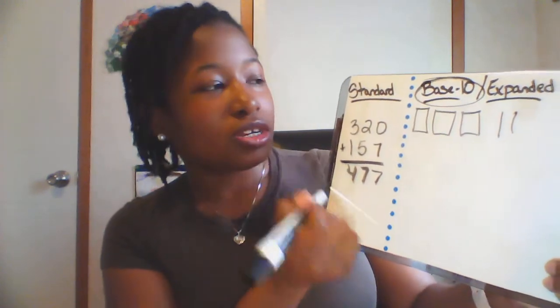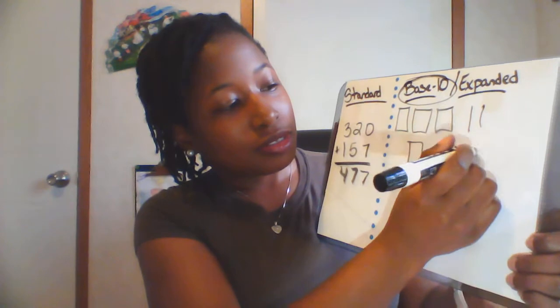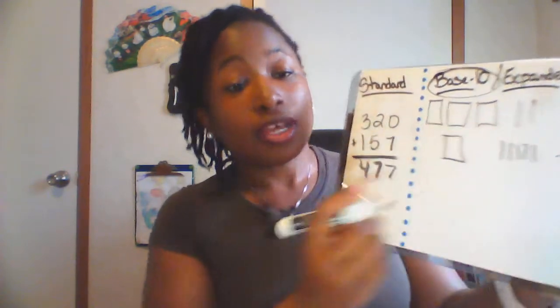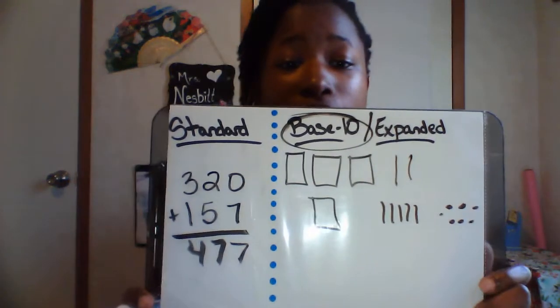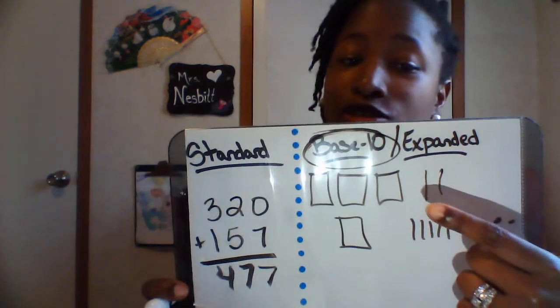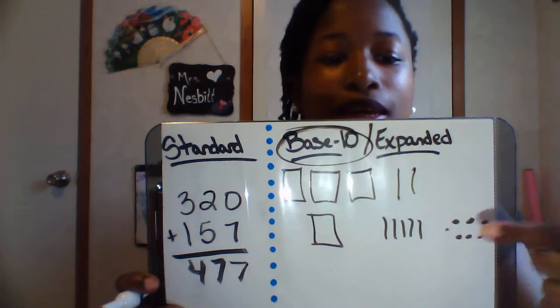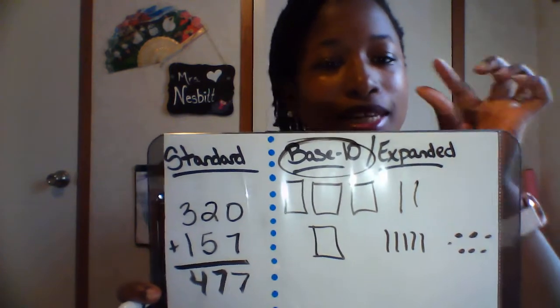Then we're going to add 157. So I'm adding 100, 5 tens, and 7 ones. Again, I am not the best artist, but these squares represent 100 blocks. The little sticks represent the tens, and the little dots represent the itty bitty ones.